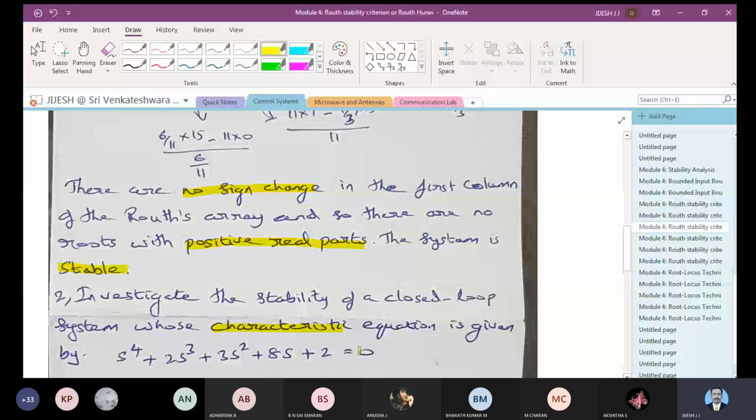So the same way, same method, you arrange the coefficients and all. So s to the power of 4, s cube, s square, s and s to the power of 0. So you write it in the first column. Then you arrange the coefficients 1. Then down to that you can write 2. Then again 3. Then down to that you can write 8. And then again 2.